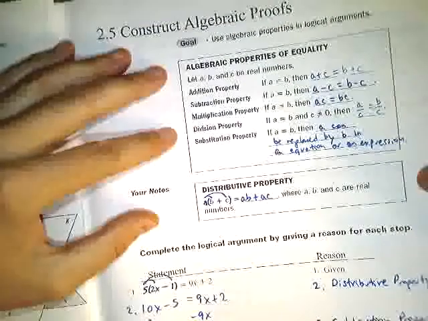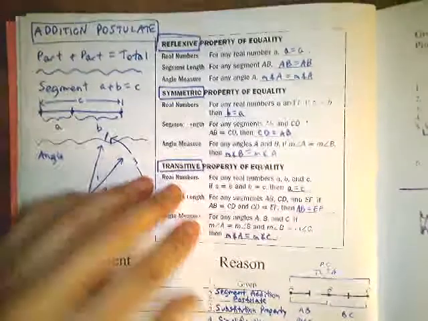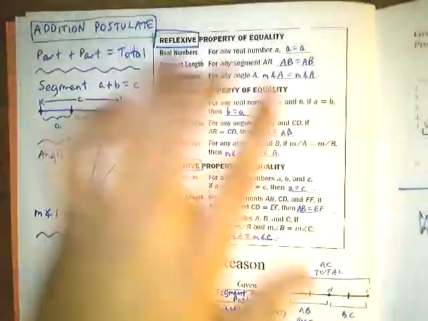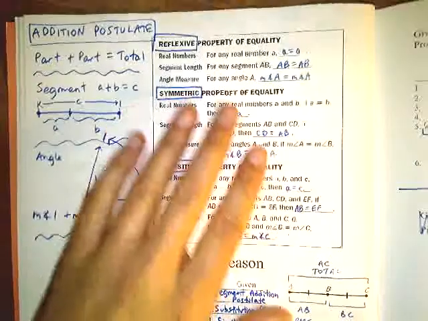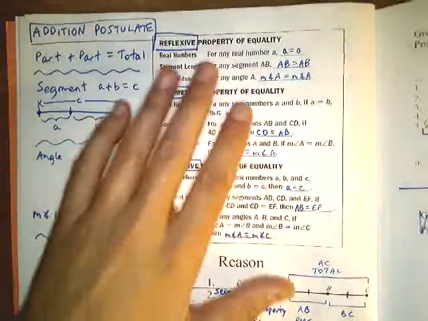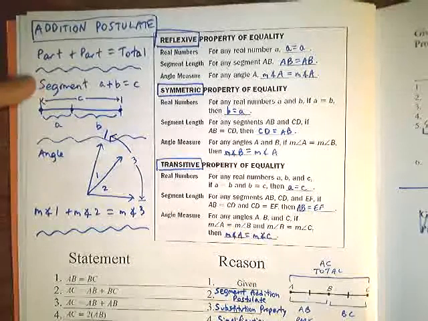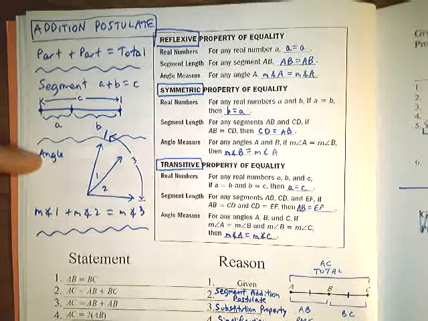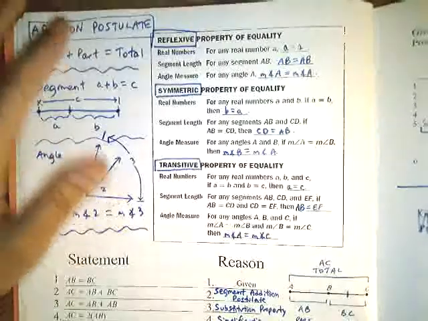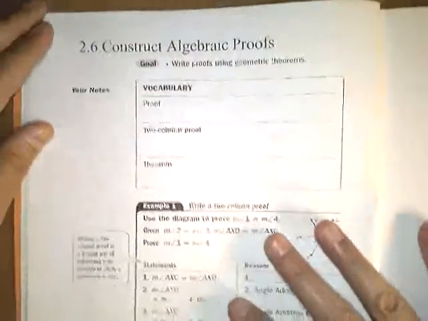So all these properties that are algebraic properties, and these 5 properties that just talk about different types of symmetric property, reflexive property, transitive property, and then the 2 different types of addition postulates, the segment addition postulate and the angle addition postulate. All of these things are going to be applied in section 2.6.